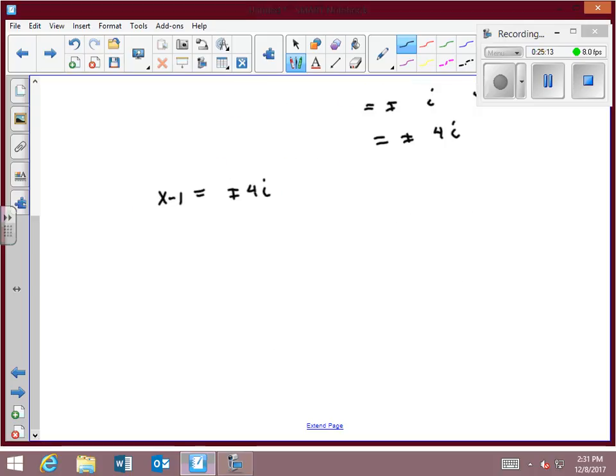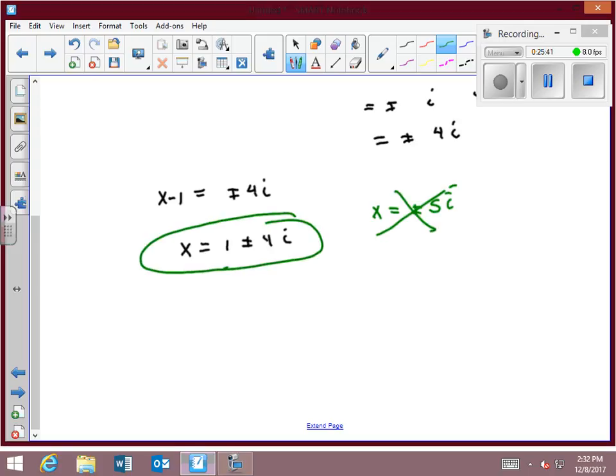Now what you do is you've got to get x by itself, so you add the 1. When you add that 1, be sure that you do not add it to the 4. Don't get this kind of a problem, and add that 1 to the 4 and get 5i. It's not correct. It's got to be this way. Are you good with that?